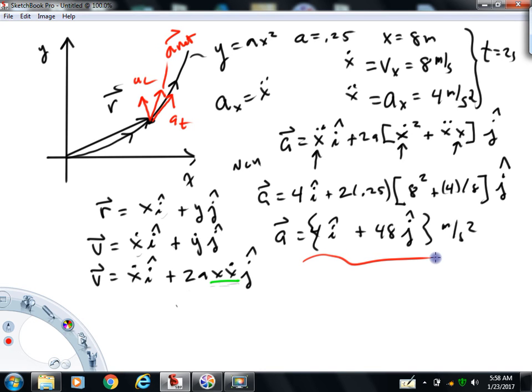And again, if we wanted the magnitude of that acceleration vector, we would Pythagorean theorem this, square root of 4 squared plus 48 squared. So again, this is meant to be just an introductory example of how to mathematically describe motion in a plane, specifically along some sort of defined curve.